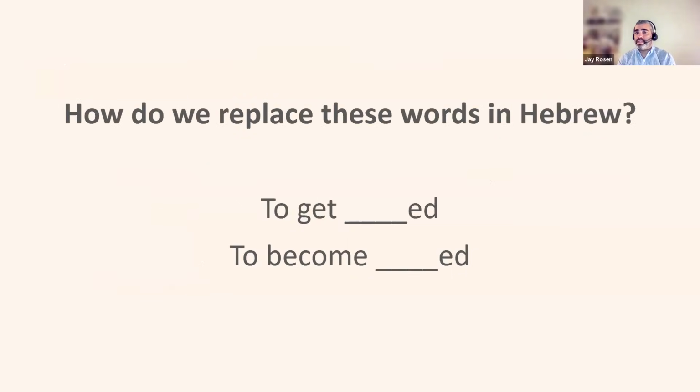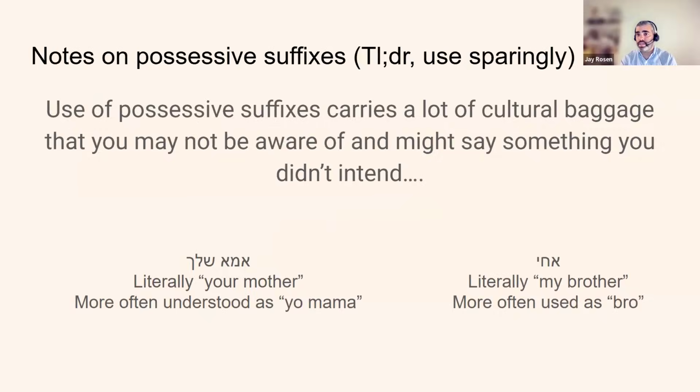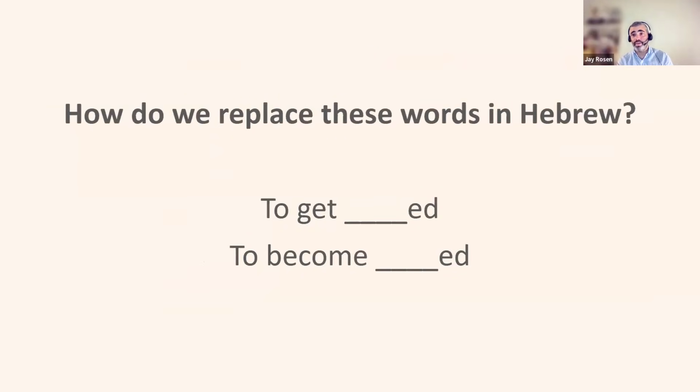And then how do we replace these words in Hebrew? We often learn these as helper verbs because to get is a verb, to become is a verb. But when we place it in front of another verb, then it becomes what we call an auxiliary verb or a helper verb. Either way, that's what we mean when we say an auxiliary or a helper verb. By the way, to have also does that. To have loved and lost, right? In Hebrew, we'll talk about that a little bit more on Wednesday, how we get around that.